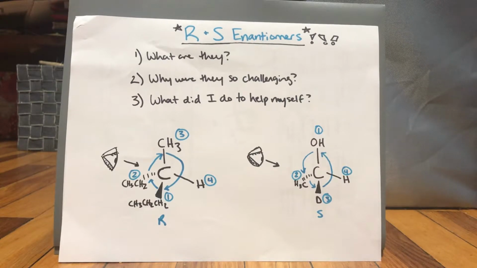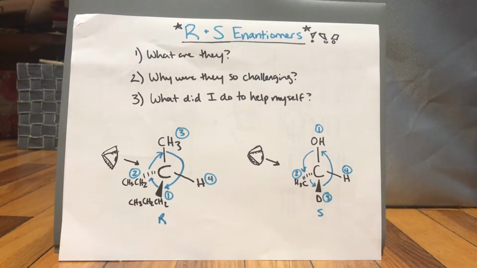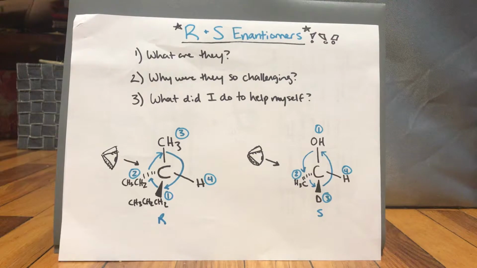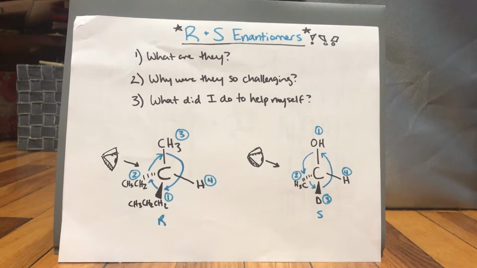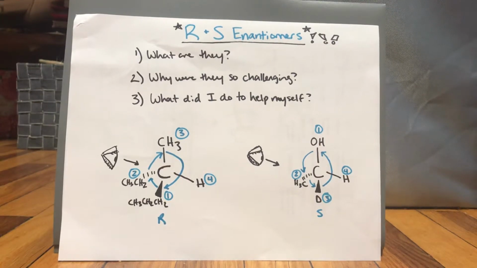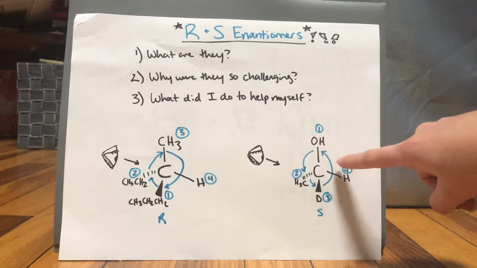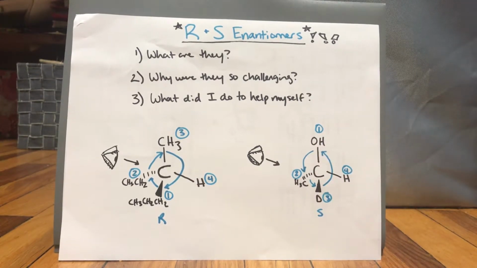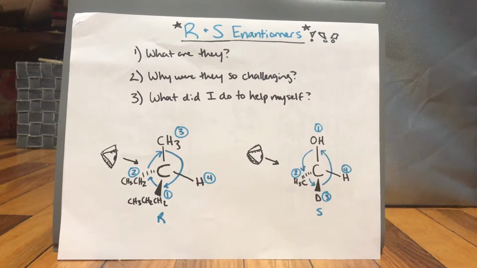Once this can be visualized, we draw arrows leading in the direction of the highest priority group to the second highest priority group and then to the third priority group. If these arrows are connected in a counterclockwise direction, we say that the enantiomer is an S enantiomer. If the arrows are connected in a clockwise rotation, we say this is an R enantiomer. So like these examples here, this would be an S enantiomer because it's rotating in a counterclockwise direction, and this would be an R enantiomer because it is rotating in a clockwise direction.